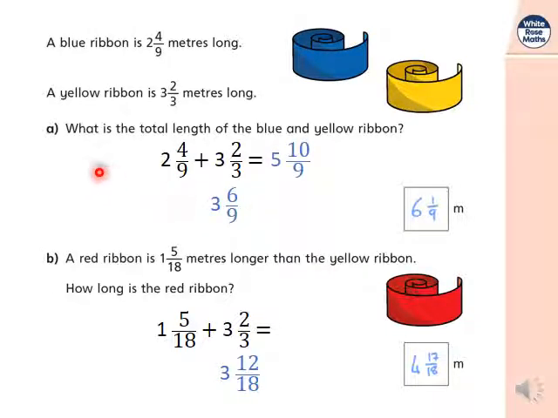Here we are. So it says a blue ribbon is 2 4/9 meters long. A yellow ribbon is 3 2/3 meters long. What is the total length of the blue and yellow ribbon? So we should have added those 2 fractions together, and we would have had to convert our 3 2/3 to 3 6/9. So we came up with a total of 5 10/9, but that's an improper fraction. So we could have converted that to 6 1/9.